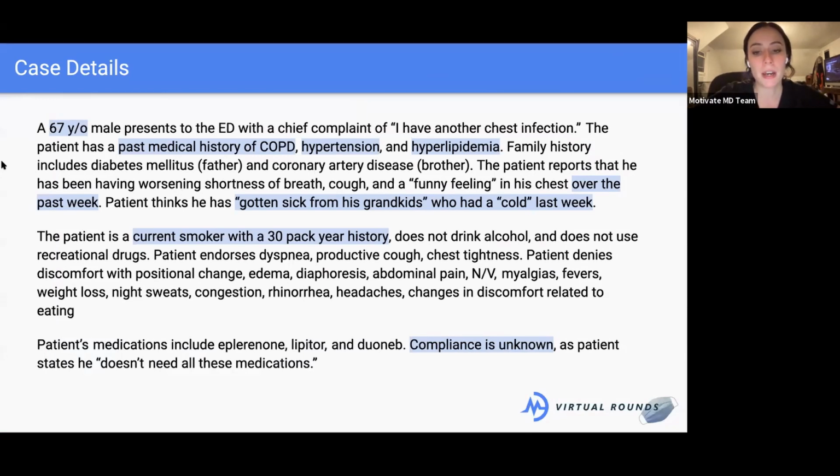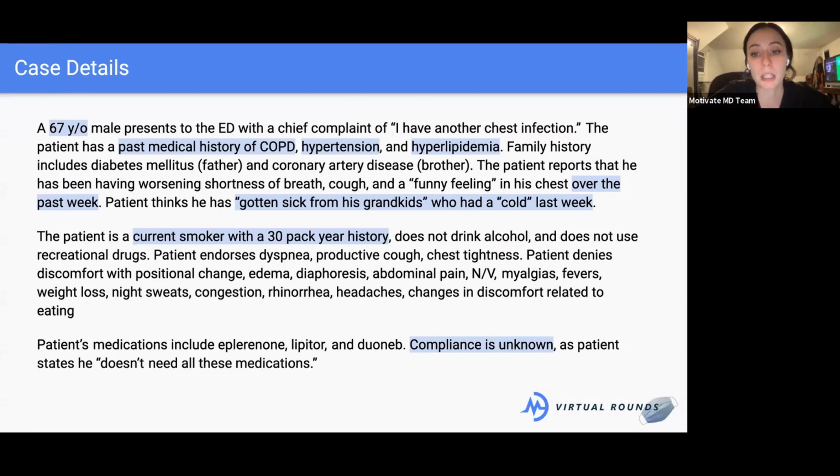All right, so this is the case. This is when you walk into a patient's room and you're talking to them, this is what you're going to get from them. A 67-year-old male presents to the ED with a chief complaint of, "I have another chest infection." The patient has a past medical history of COPD, hypertension, and hyperlipidemia. Family history includes diabetes mellitus in his father and coronary artery disease in his brother. The patient reports that he has been having worsening shortness of breath, cough, and a "funny feeling in his chest."